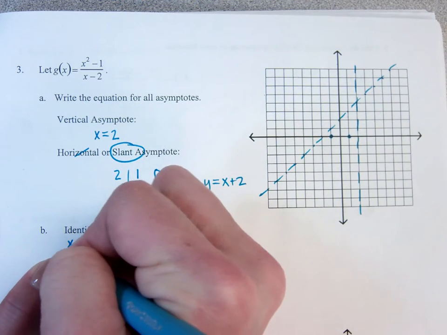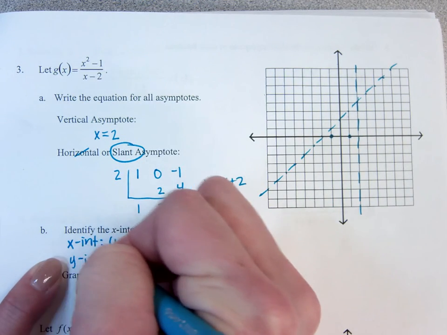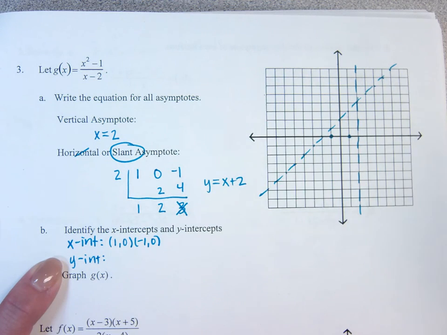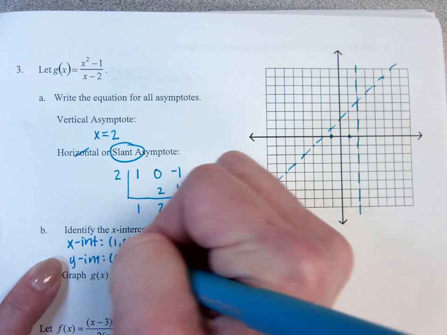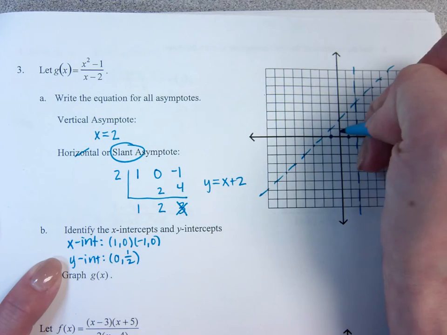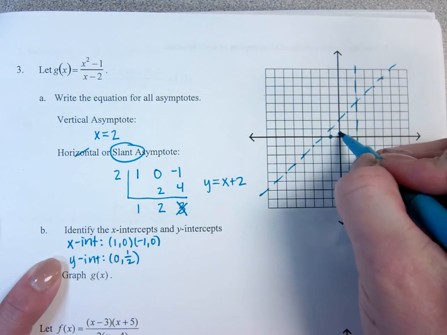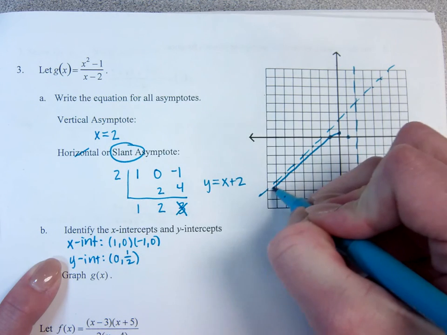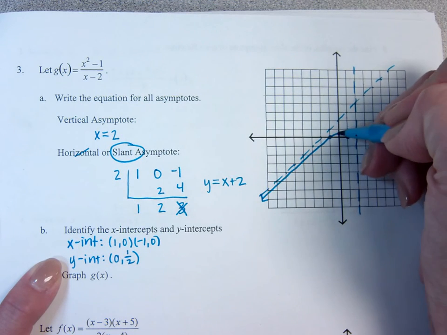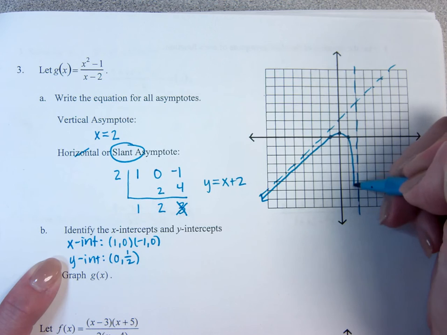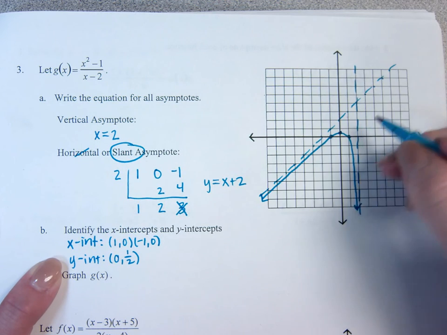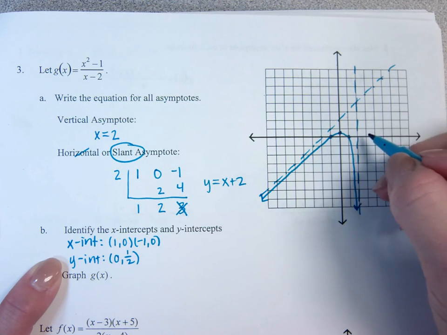And then for your y-intercept, you're just going to put 0 in for your x values, and you should get out (0, 1/2). We can put that on here, and then we can connect. We can see we have these 3 points here, so that's where our graph should lie. As we walk off on the left side, we should be approaching that slant asymptote, and we do not cross over the vertical asymptote.